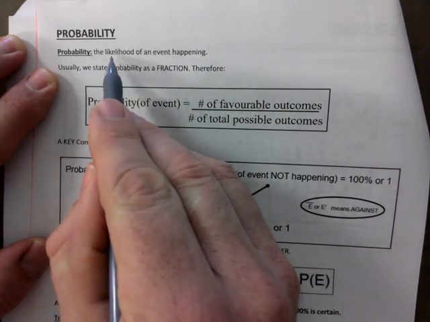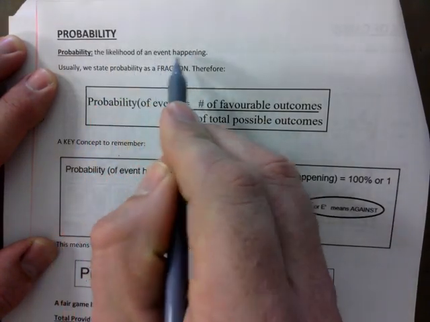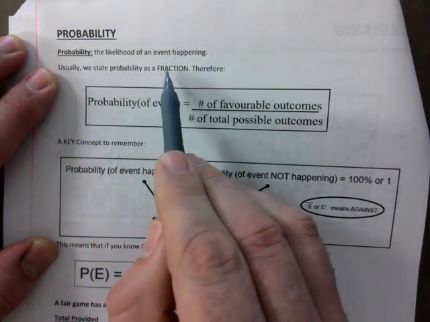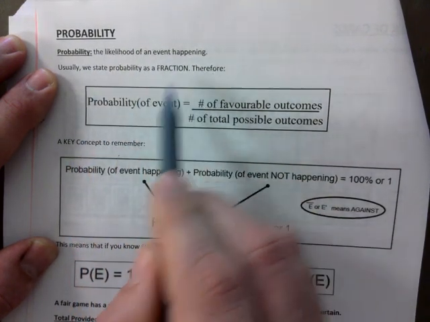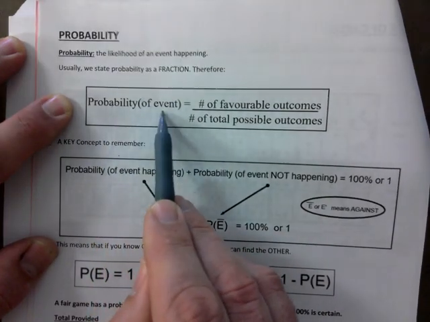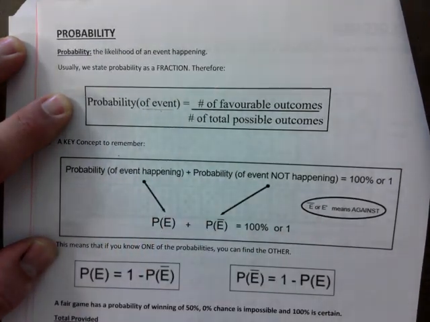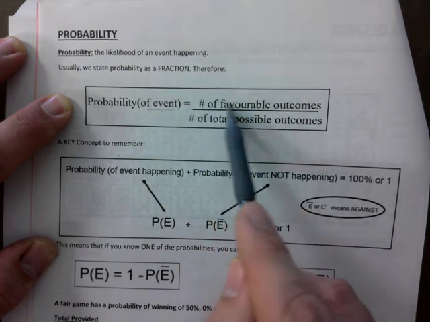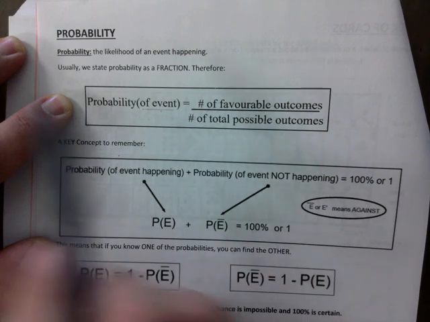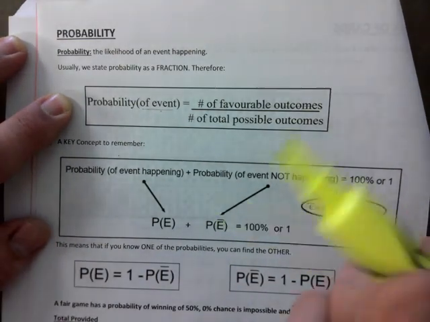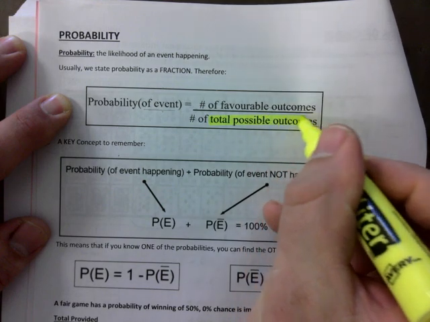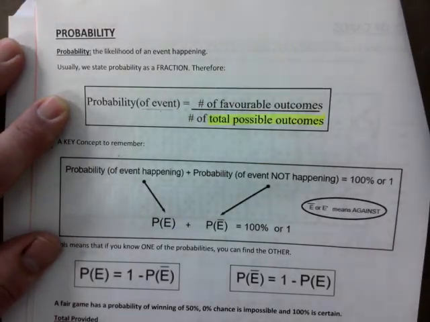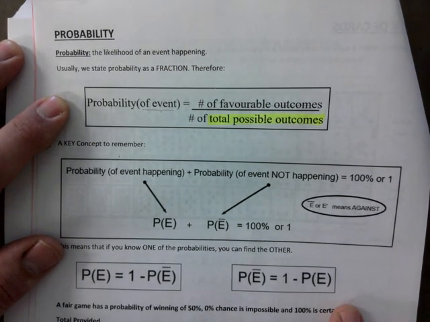Probability. Probability is the likelihood of an event happening or occurring. Usually we state probability as a fraction, and therefore probability of an event, usually in brackets we just put down what we're finding it for, is number of favorable outcomes over, watch this is the key word here, total possible outcomes. Very important. That is what probability is all about. The total possible outcomes go at the bottom.